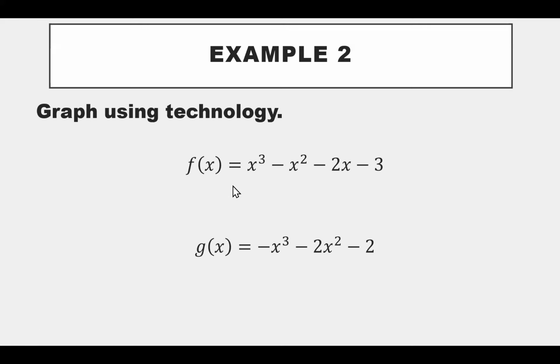Here's another example of two functions. These are two cubic functions. f of x is equal to x to the third minus x squared minus 2x minus 3, and g of x is equal to negative x to the third minus 2x squared minus 2. We'll graph both of these using technology as well. I will graph them on Desmos, but you can graph them on a TI-84 calculator or another graphing calculator if you'd like.